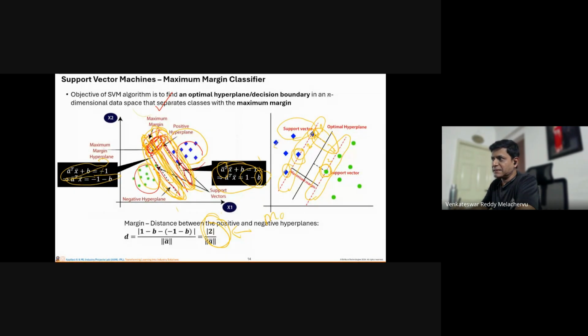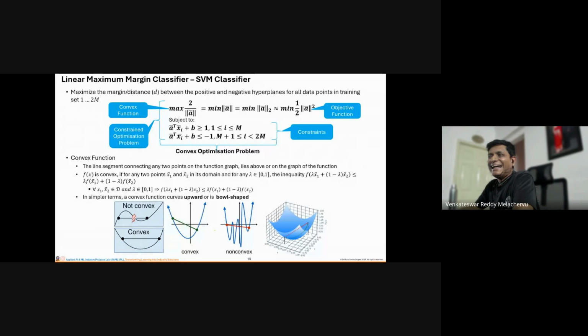So alternatively, maximizing an expression of some constant value divided by a variable A is nothing but minimizing A, because if A is minimum, 2 by norm A is maximum. So when I say A, it's norm A I'm referring to, right? It's a scalar value. Obviously, you can't divide something by a vector value. It is possible though, and that's where gradients, Hessian matrices, etc. come into the picture.